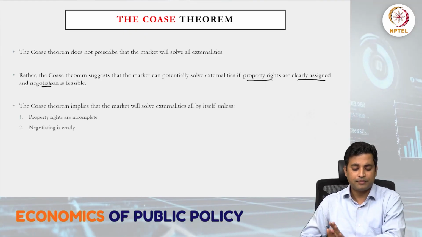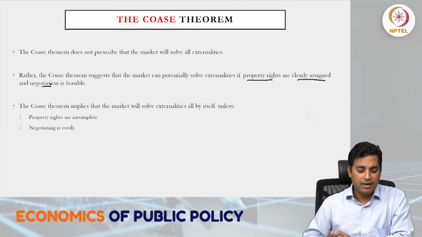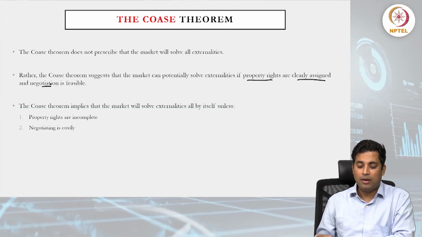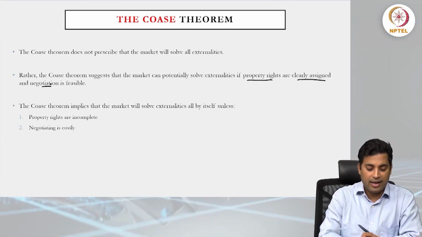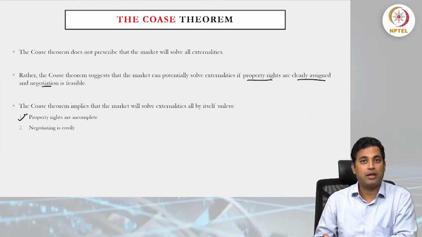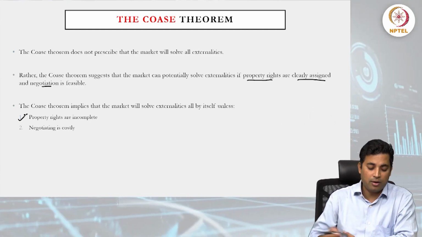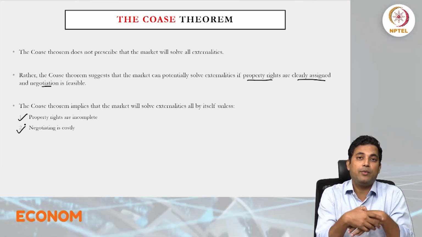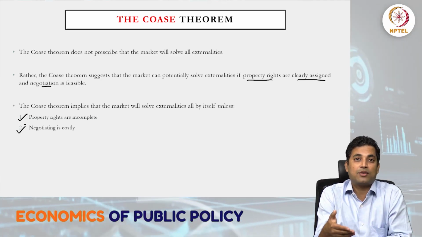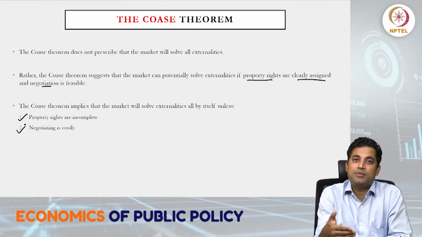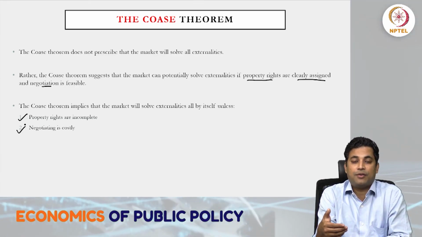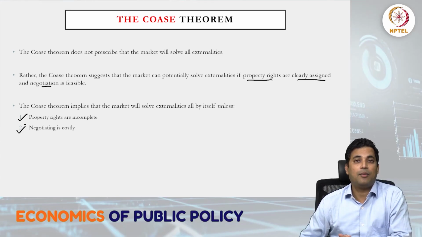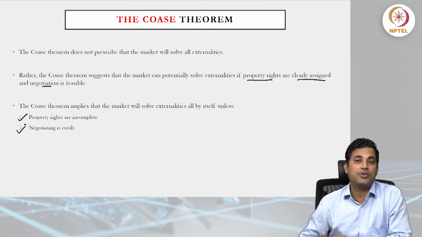The second point, again I would like to reiterate, is that the Coase theorem implies that the market will solve externalities, but just remember, based on these 2 conditions, if property rights are incomplete, then externalities will not be addressed, and also if negotiation becomes costly. When we say negotiation is becoming costly, here we are actually talking about bribes, extra money to get some work done, for setting up any factory.